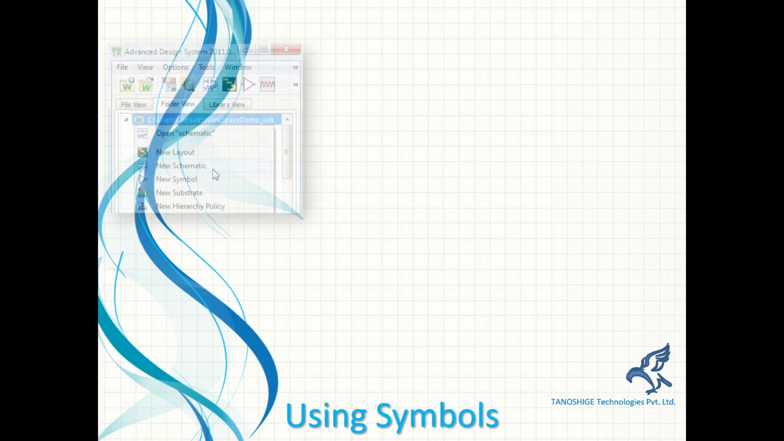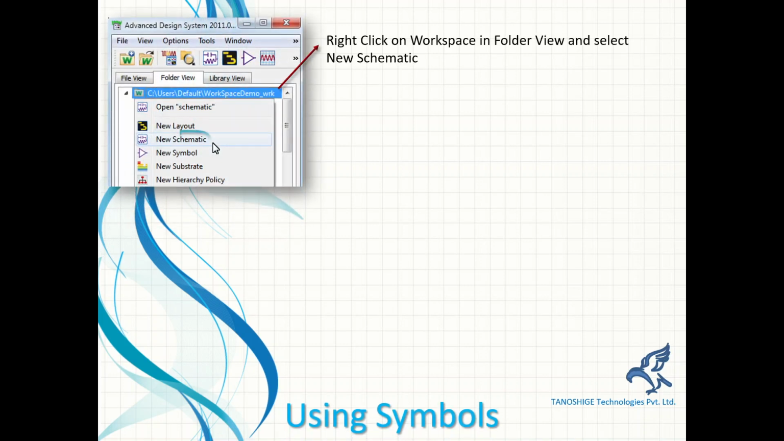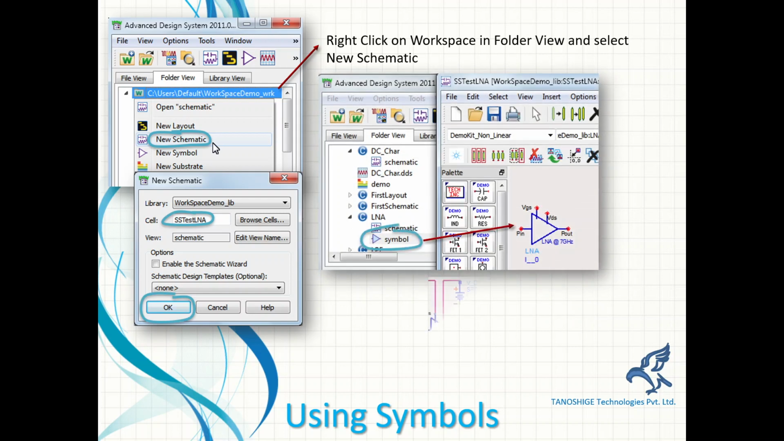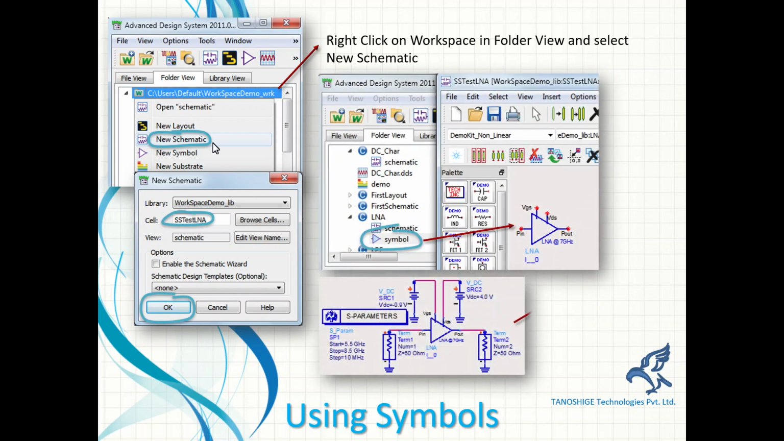Now to use the symbols, I'm going to drag and drop from the main window, right? So if you make a new schematic, let's say I want to do a test, then I can create a schematic and draw the symbol from the main window.